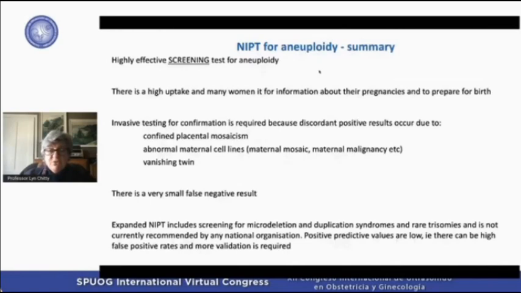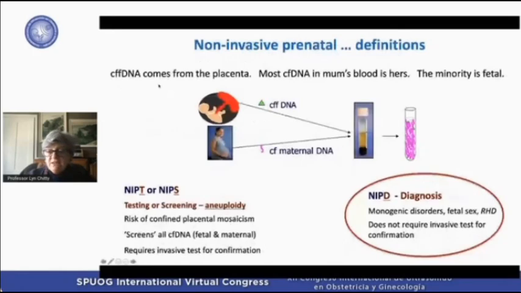Now I want to move on from non-invasive prenatal testing or screening for aneuploidy to non-invasive prenatal diagnosis for monogenic disorders. I'm talking about diagnosis in a family at known risk for a genetic condition, either because of ultrasound findings or because of a known family history. In our hands, at least in the UK, this does not require an invasive test for confirmation, because we take account of the maternal genome when doing the test, and because there is no risk of confined placental mosaicism.